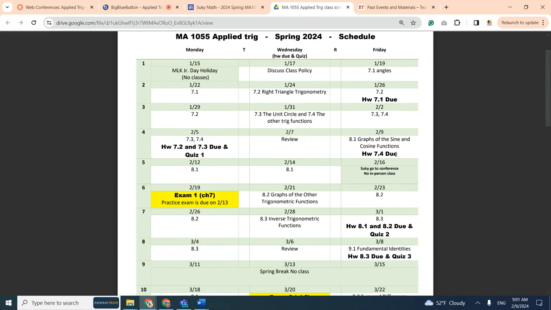Today you have homework 7.4 due. Remember, you have to submit your first attempt by midnight. After the deadline, you can continue to work on your homework to improve your scores.